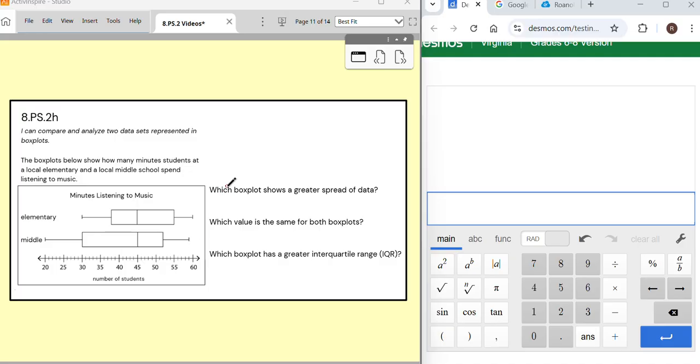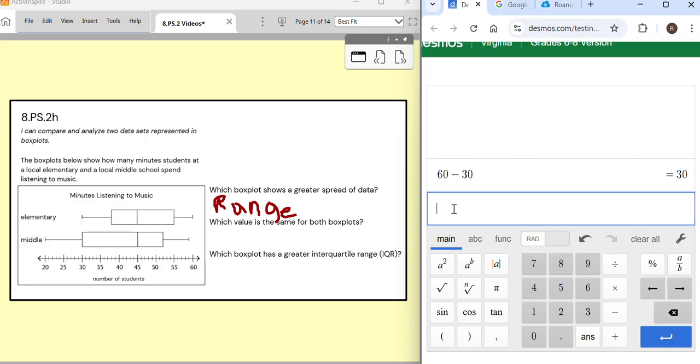So the question is, which box plot shows a greater spread of data? The spread of the data is known as the range. And the range is the upper extreme and then subtract the lower extreme. So let's try to come over here and do that in our calculator. The upper extreme for elementary is at 60, and we will subtract the lower extreme, which is at 30. So that's a range of 30.